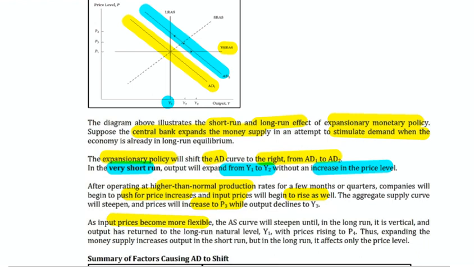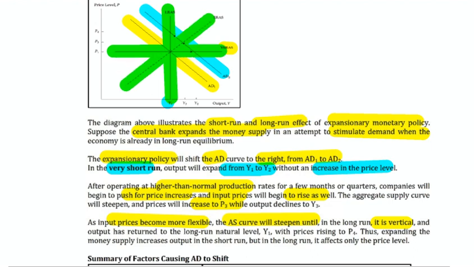As input prices become more flexible, the aggregate supply curve steepens further, and as we know, in the long run, it becomes vertical. Eventually, there's the long run supply curve. It moves from being flat in the very short term, to more short term, then starts to steepen, moving to the left. Eventually, it becomes vertical.